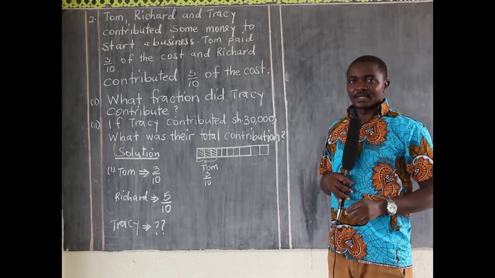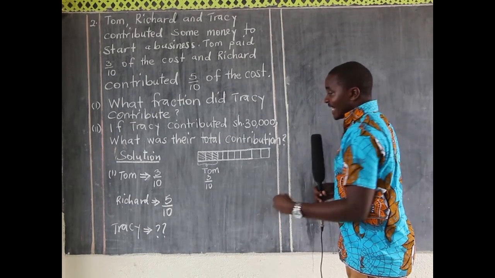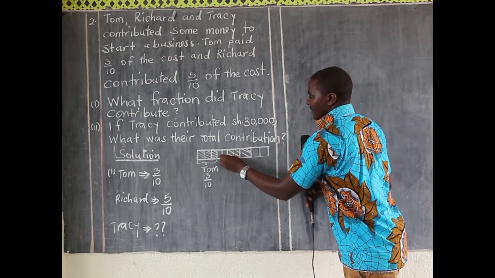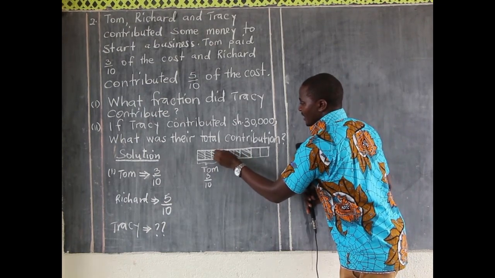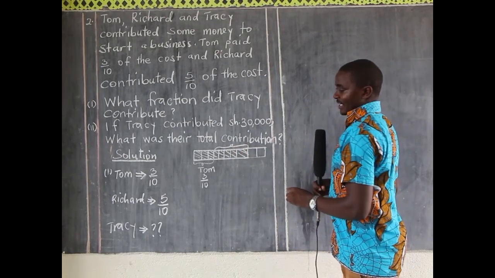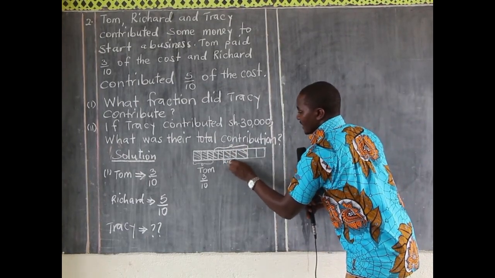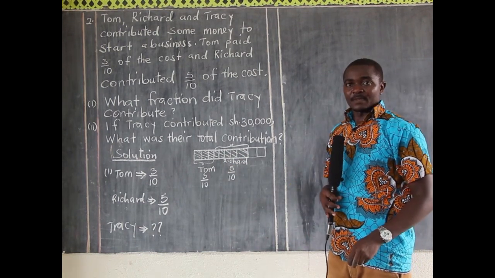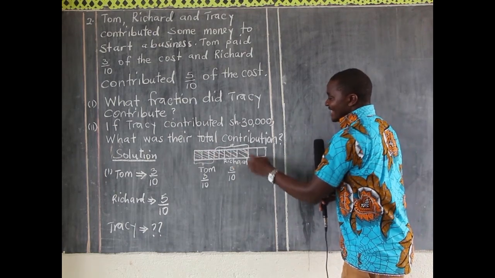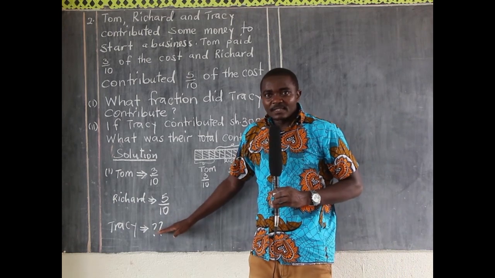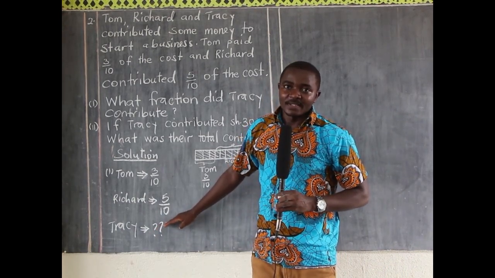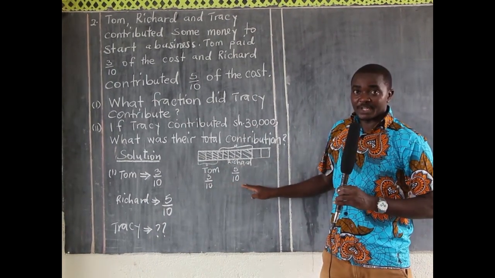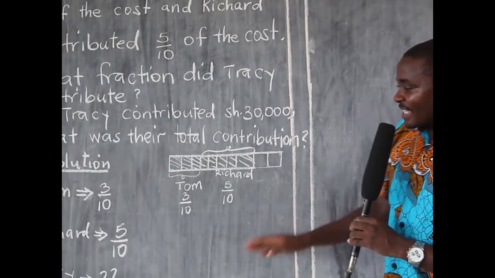Are we together there? Good. Then we have Richard. Richard has 5 out of 10. 1, 2, 3, 4, 5. So from here up to here is for Richard. So this one is Richard, 5 out of 10. So that means out of 10, the remaining parts represent Tracy's contribution. Are we together here? Have a look at this. The 3 parts for Tom. The 5 parts for Richard. And the remaining parts are for Tracy.